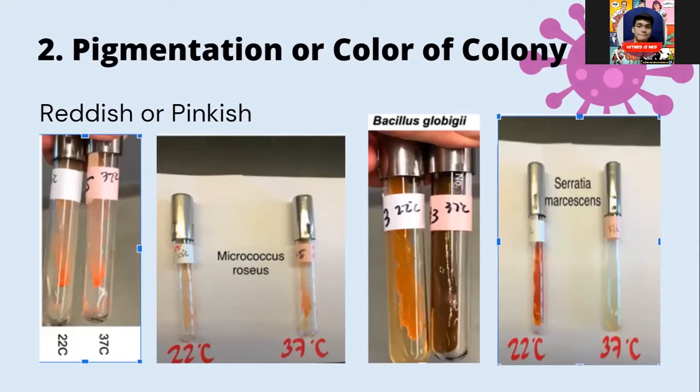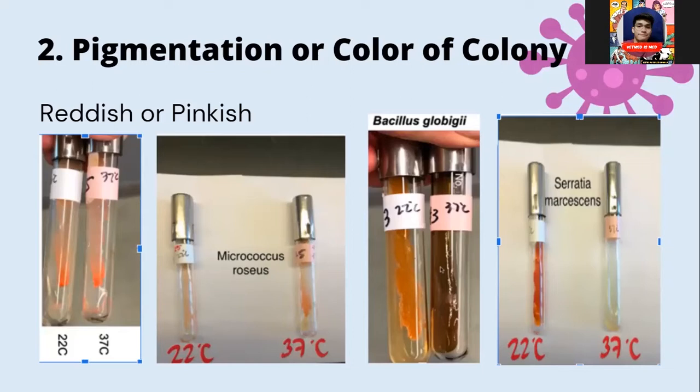We have here Micrococcus roseus, which has rosy pink color at both temperatures of 22 degrees Celsius and 37 degrees Celsius. It has a more intense color at 37 degrees Celsius because at higher temperature, the bacteria produces a more intense pigment. The second picture shown here is the Serratia bacteria, which at 22 degrees Celsius and lower temperature, is a reddish color, and at 37 degrees Celsius, it has a clear white color as we can see on the picture.